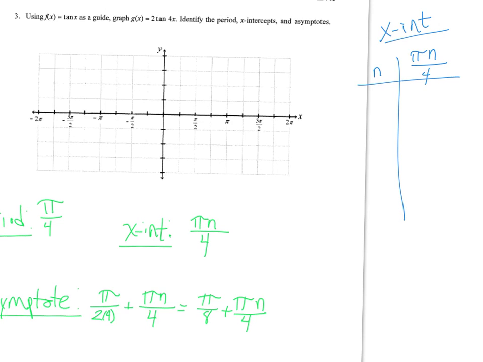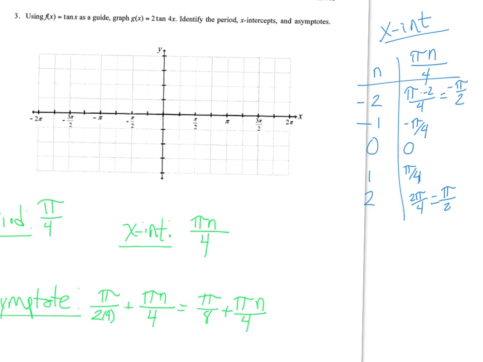So picking some values for n, if I have -2, -1, 0, 1, 2, we'll leave it there for now. If I plug in -2, I have pi times -2 all over 4, which gets me -pi over 2. If I plug in -1, I end up with -pi over 4. If we plug in 0, we end up at 0. If we plug in 1, we end up at pi over 4. And if we plug in 2, we end up at 2 pi over 4, but that's really pi over 2.